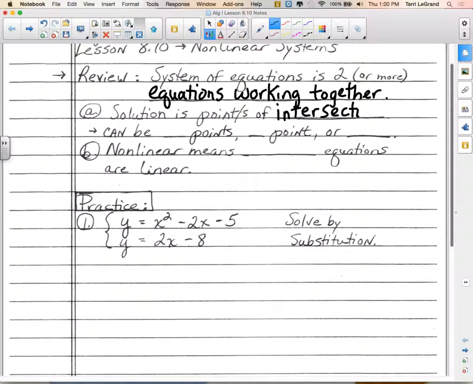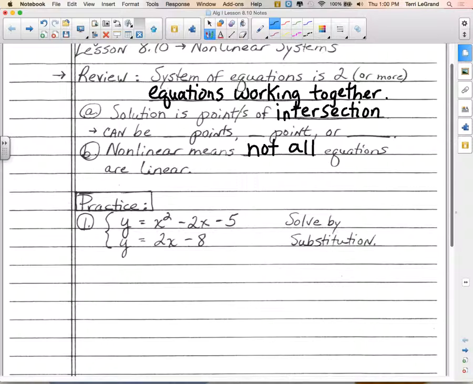Where are the graphs intersecting? If it's a nonlinear system, that means not all equations are going to be linear. In fact, the ones we're specifically going to work with, one of our equations is going to be linear and the other is going to be quadratic. Well, what kind of a graph do we get for a linear equation, class? Straight line. What do we get for a quadratic equation? Parabola. So we're going to be looking for where the line intersects with the parabola.